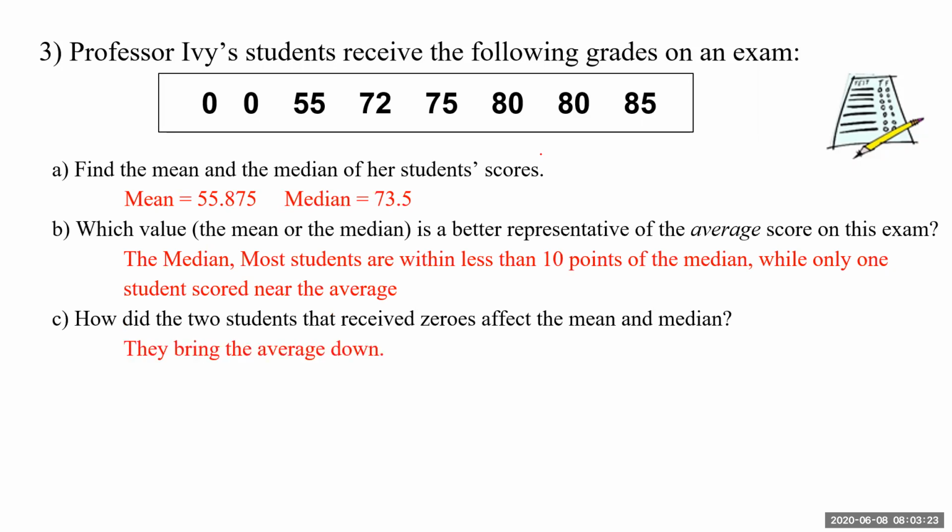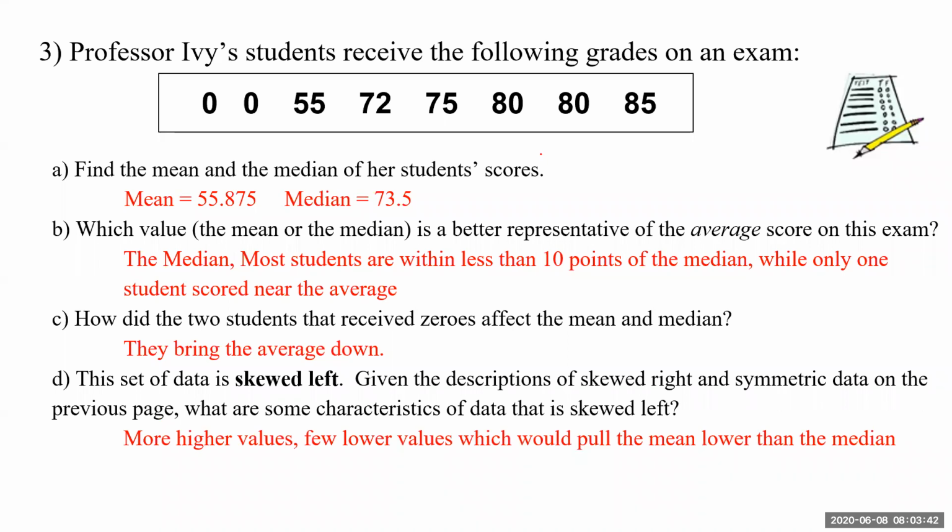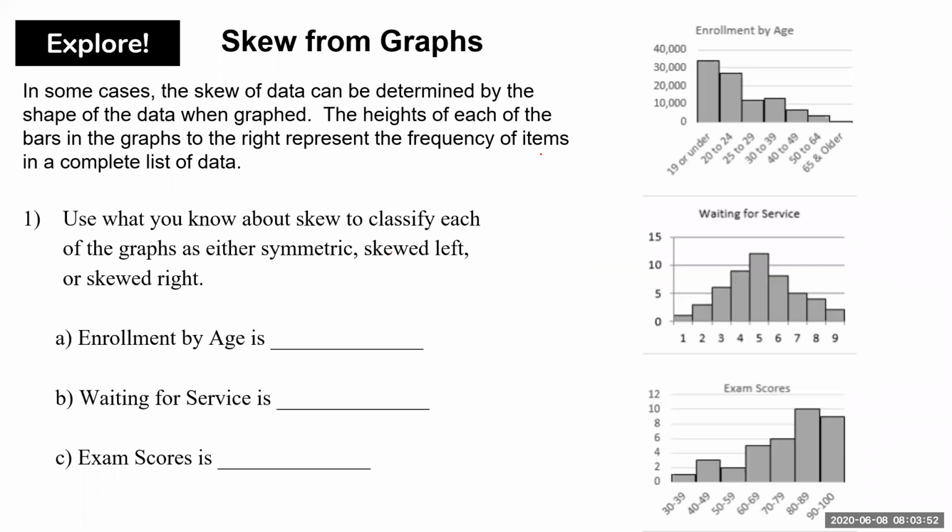Now, how did the two students that received zeros affect the average? It brought the average down. Assuming these zeros were represented by other numbers higher than 0, we're going to get the mean higher. So the two zeros brought the mean down. And again, we have skewed left, and I'm going to explain what it means. And you can look back on these to make the judgment.